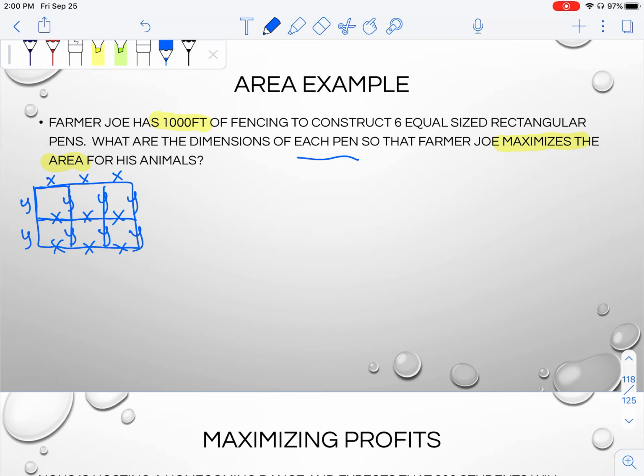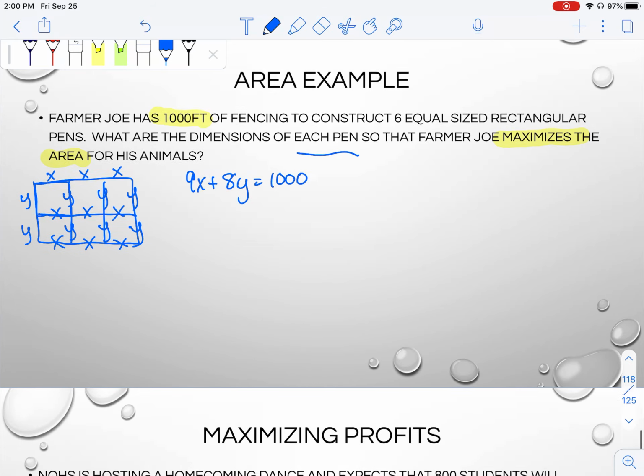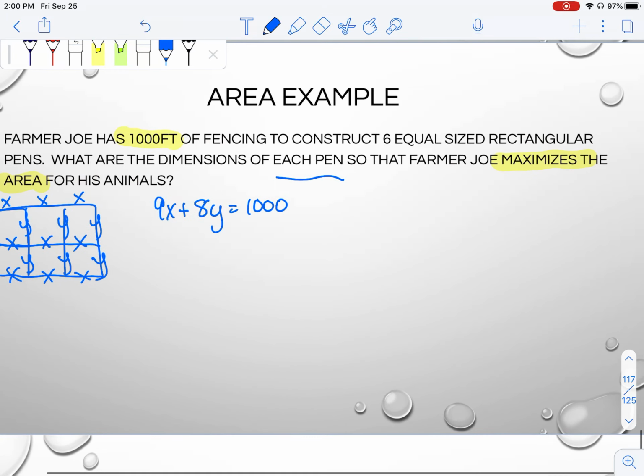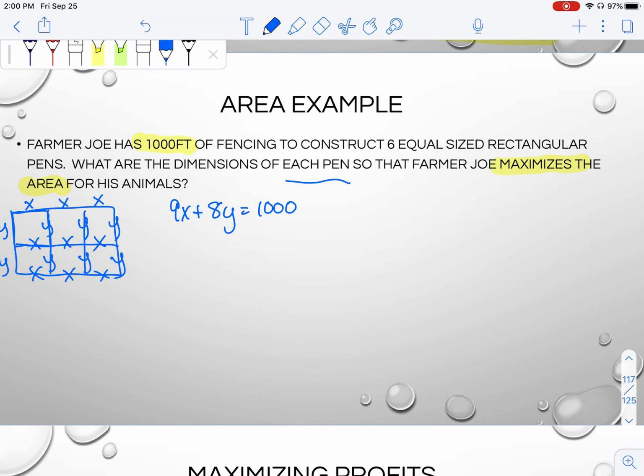Okay, so I need to use that 1,000. So I have, let's see, 3, 6, 9 X's plus 2, 4, 6, 8 Y's, totaling 1,000 feet. All right, the area of my pen is going to be length times width. So that is 3x times 2y. So that's 6xy.